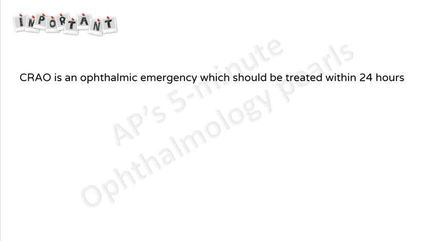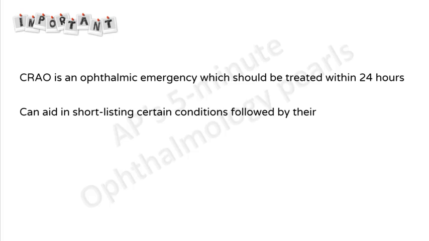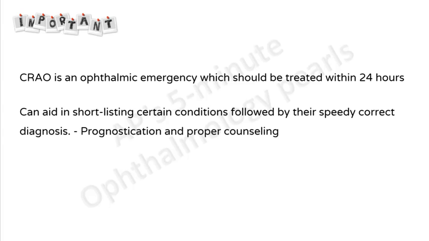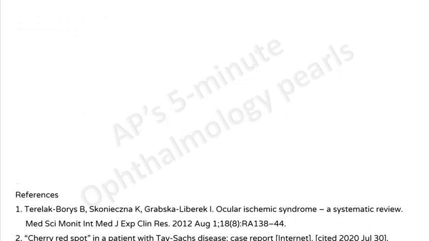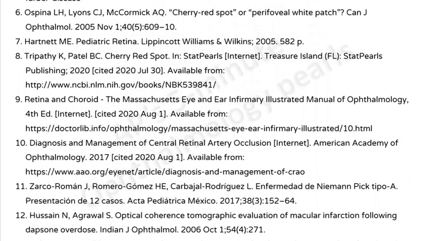What is the importance of the cherry red spot? Central retinal artery occlusion is an ophthalmic emergency which should be treated as soon as possible. Of course, this would be a good time to mention that a cherry red spot may not be present in an ophthalmic artery occlusion. Although the cherry red spot may be seen in certain conditions, full-blown clinical picture, detection of the cherry red spot prior to its clinical manifestation, such as in sialidosis, may aid in early diagnosis, prognostication, and proper counseling. So that's it for the cherry red spot.